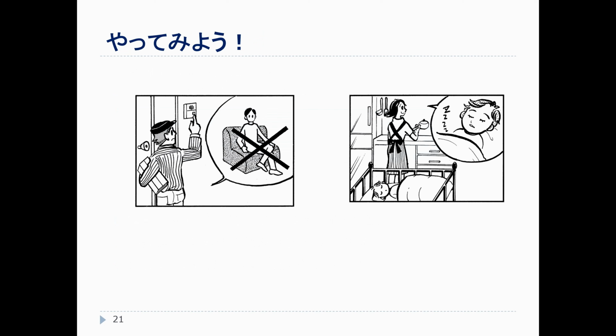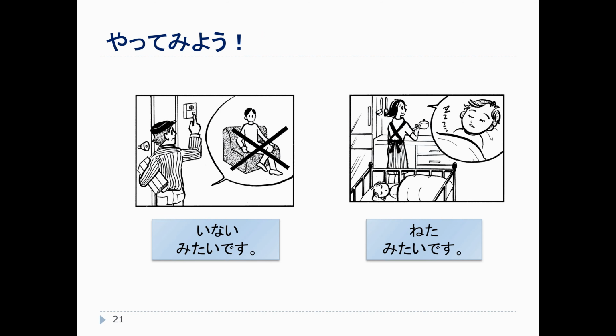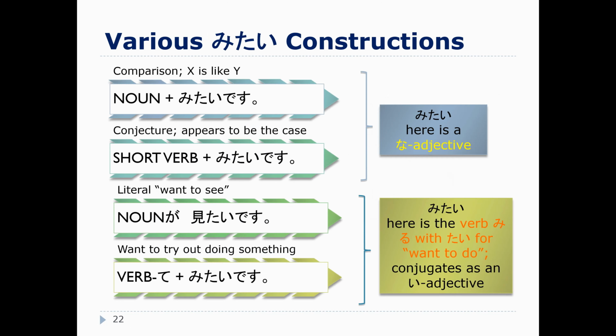So let's try a couple. I'm trying to deliver a package. I ring the doorbell, but no one answers. いないみたいです。It seems that they're not there. 子供は寝たみたいです。It seems that they are sleeping. So, before we finish, let's take a look really quick at the different ways that we use みたい.